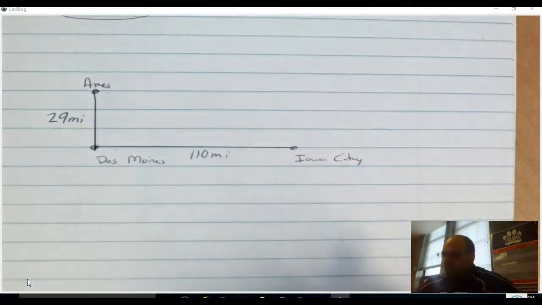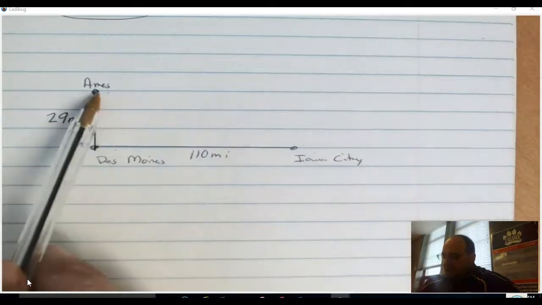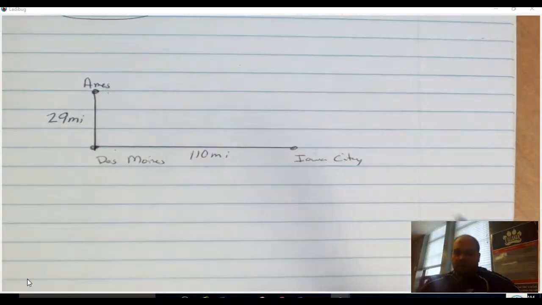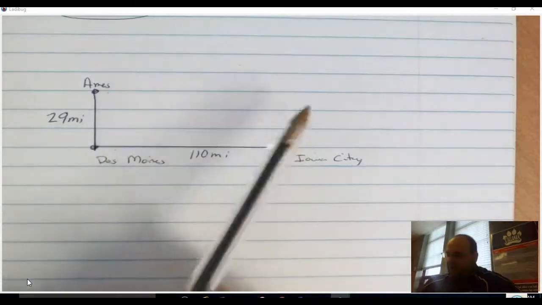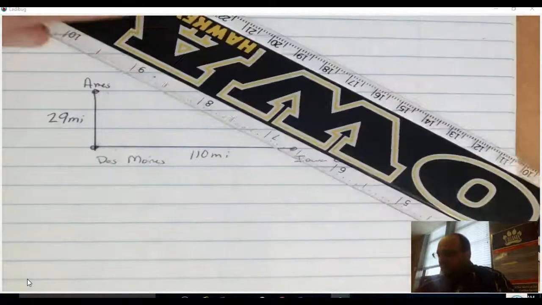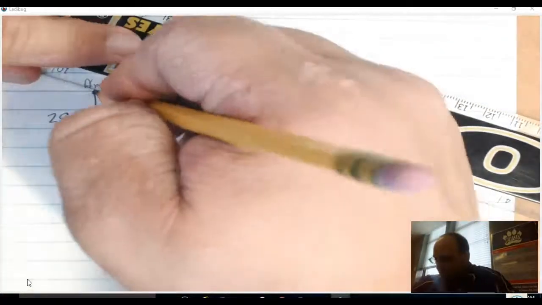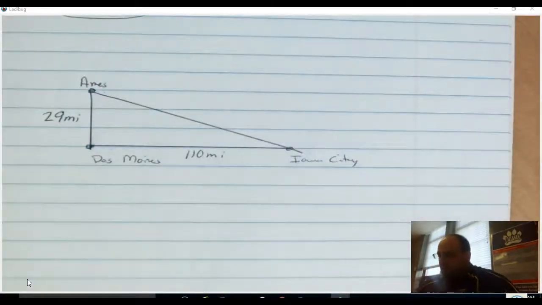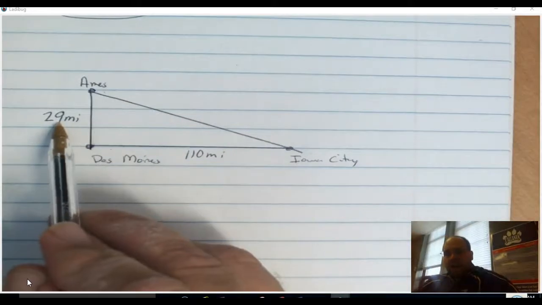What I want to try to figure out is the distance between Ames and Iowa City. There is no road that goes directly from Ames to Iowa City, so if I was flying, I'd want to know how far it is from Ames to Iowa City, if there were a direct road. So again, I take a look here. I need to identify: is 29 a leg or the hypotenuse?